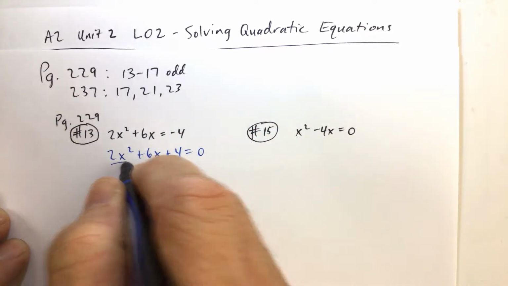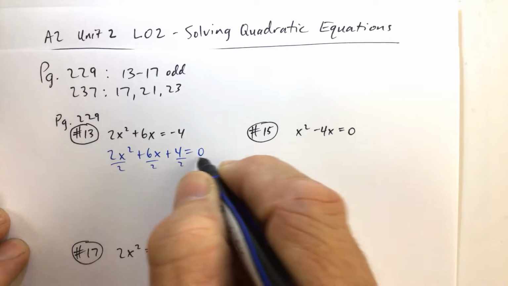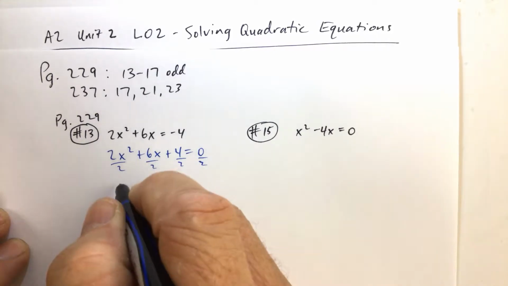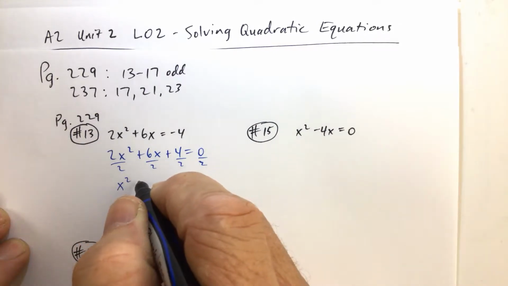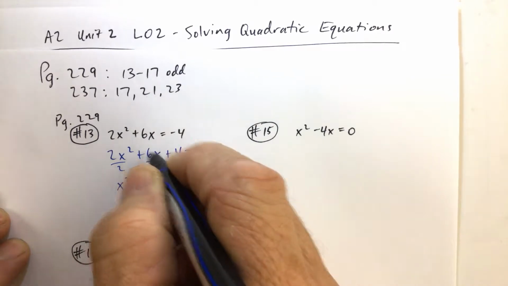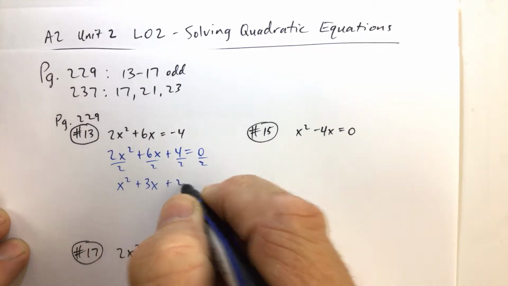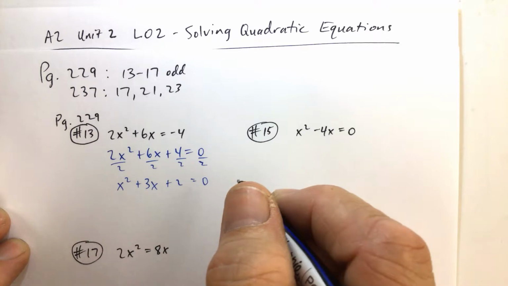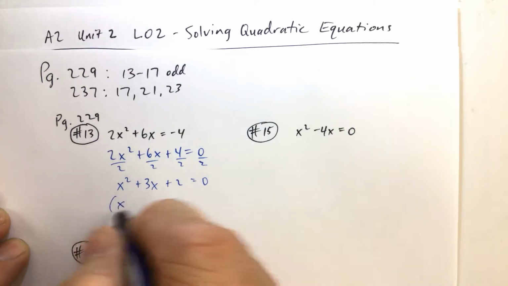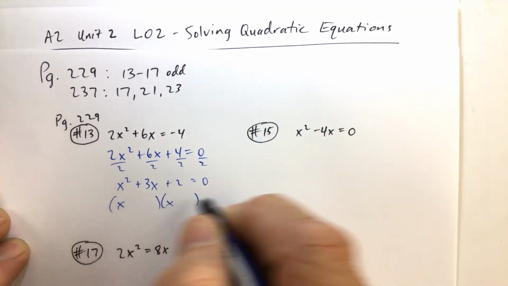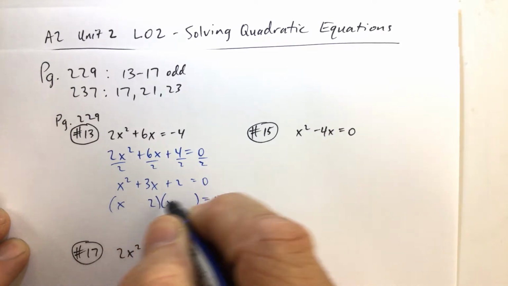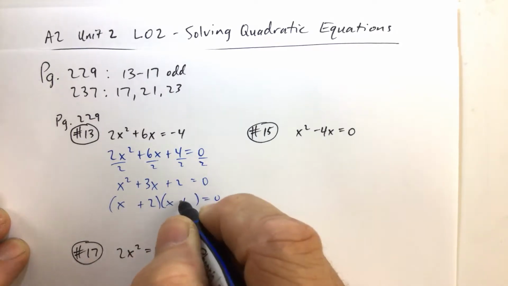And we could also see we can divide every term by 2, basically divide both sides by 2. That'll make it a little bit easier. 6x divided by 2 is 3x, 4 divided by 2 is 2, 0 divided by anything is 0. And then we can see we can factor this polynomial. We have x plus 2 and x plus 1.